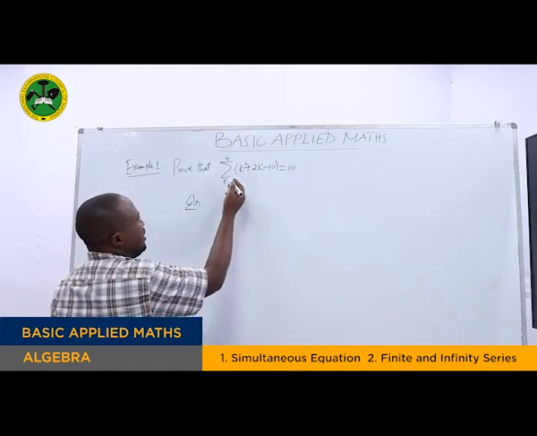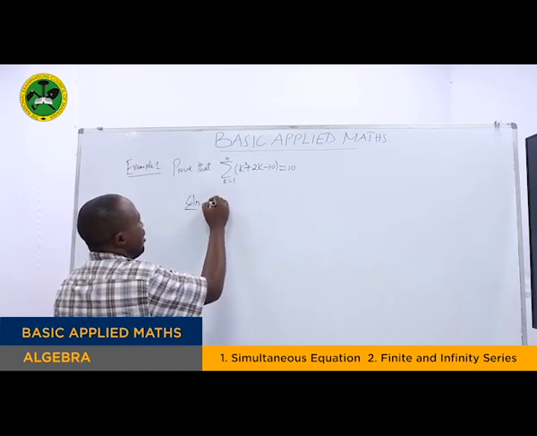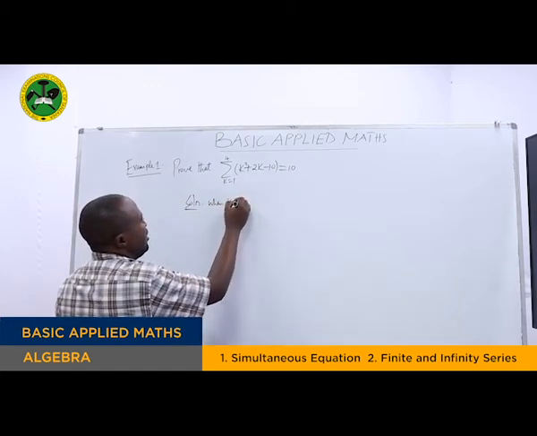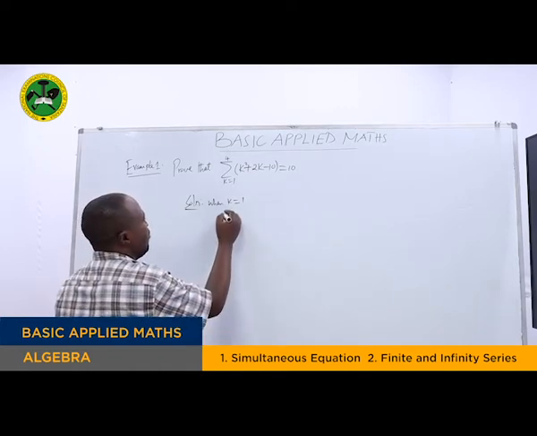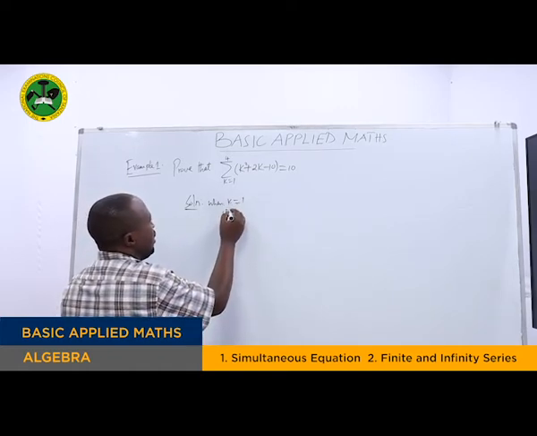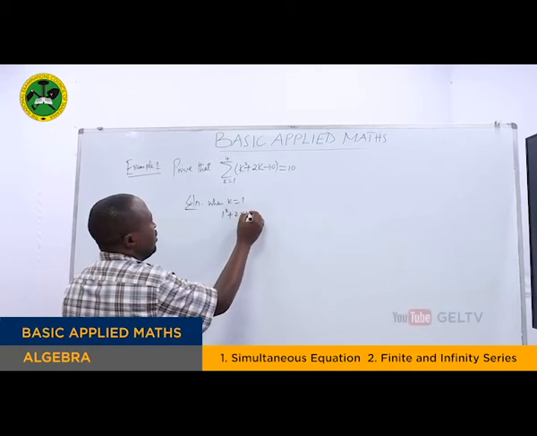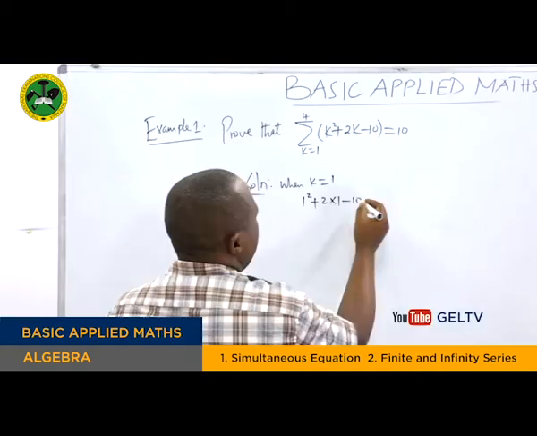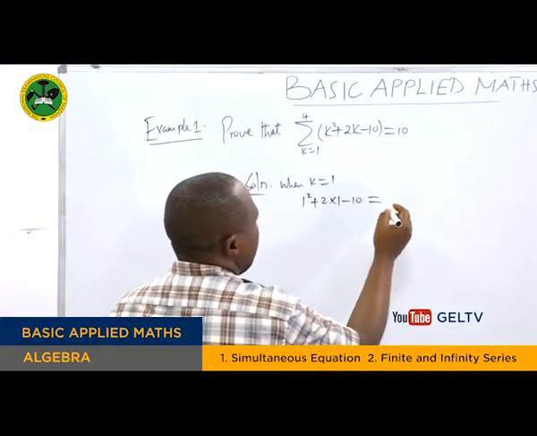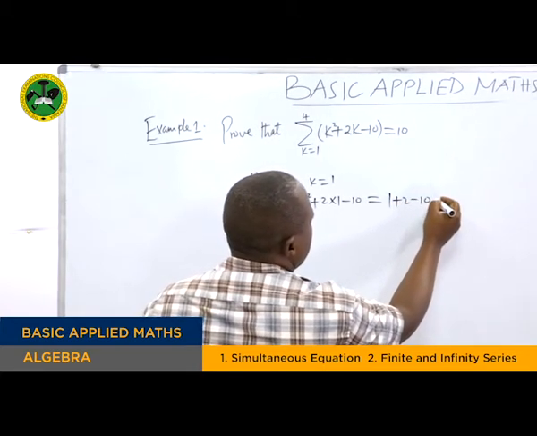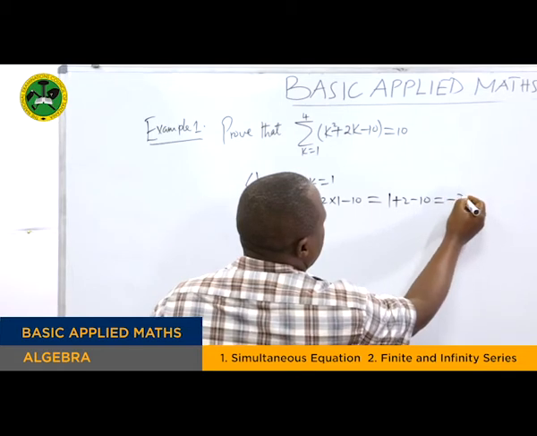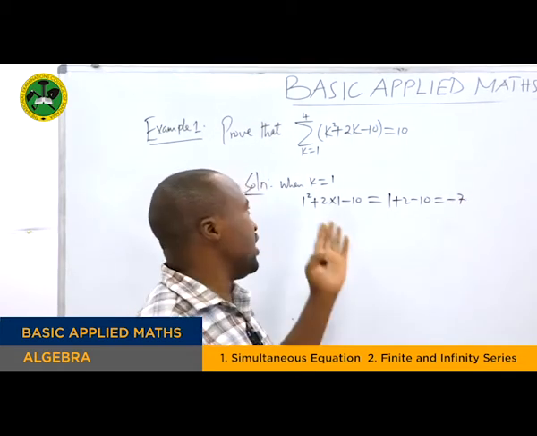That is, when k is equal to 1, so we substitute the value of k. So we are going to have 1 squared plus 2 times 1 minus 10. Now this one is going to give us 1 plus 2 minus 10, which is equal to negative 7. That is when k is equal to 1.